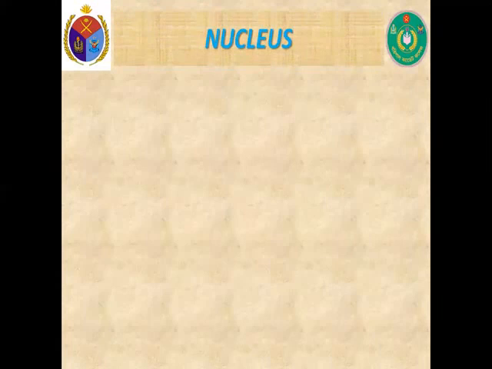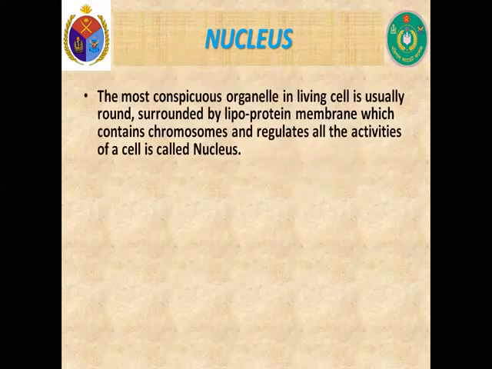Now, my dear cadets, nucleus. Do you know what is the nickname of nucleus? Yes, my dear. Nucleus is called the brain of the cell because it regulates all the activities of the cell. The most conspicuous organelle in a living cell, usually round, surrounded by lipoprotein membrane, which contains chromosomes and regulates all the activities of a cell, is called nucleus.